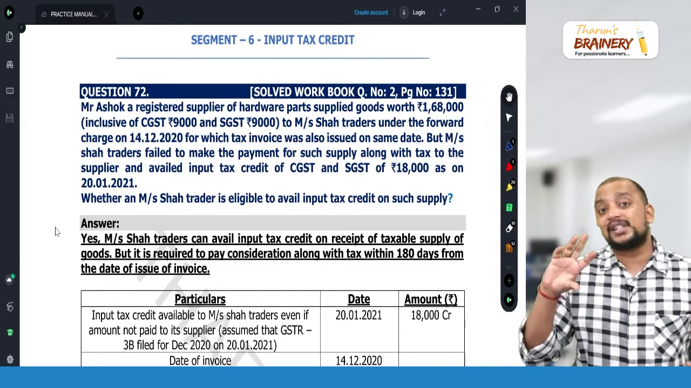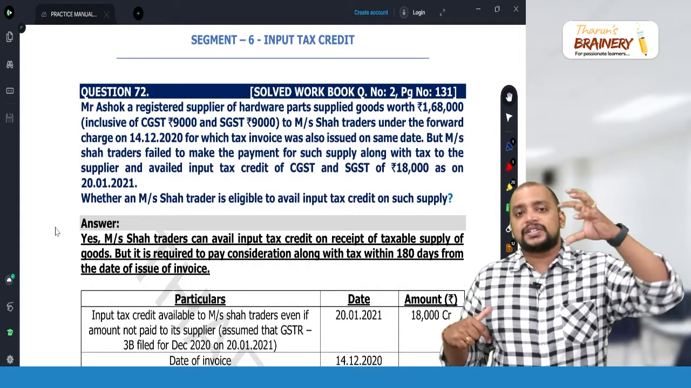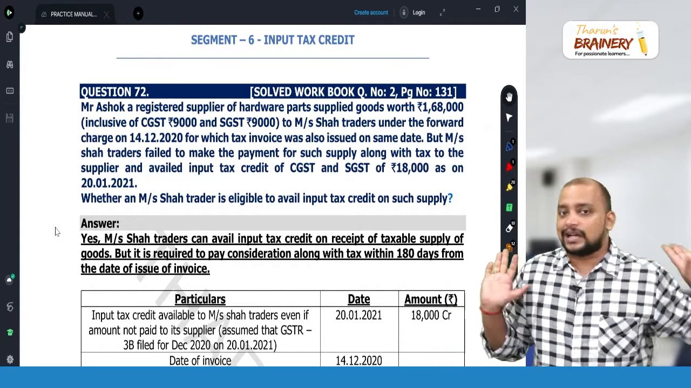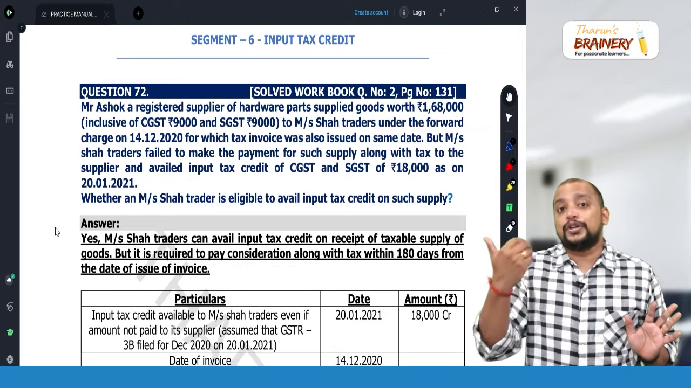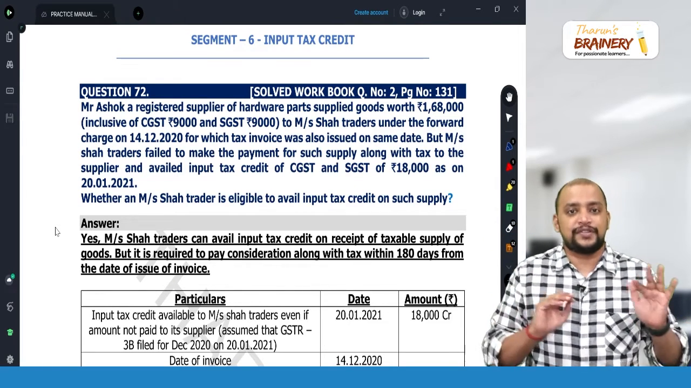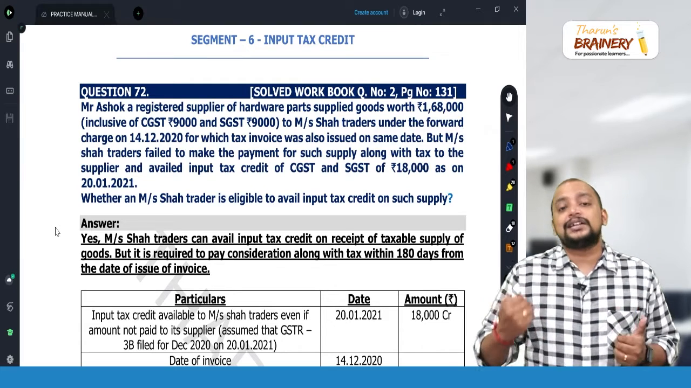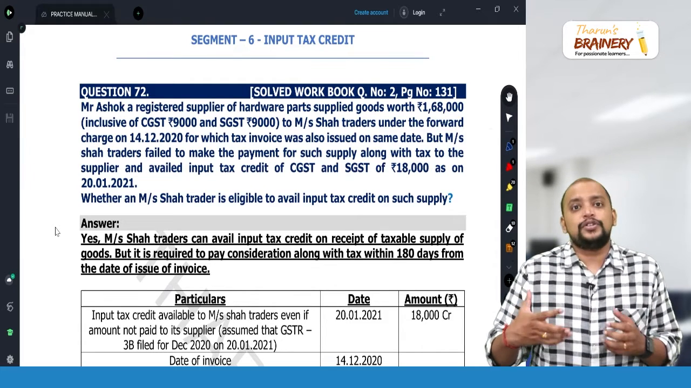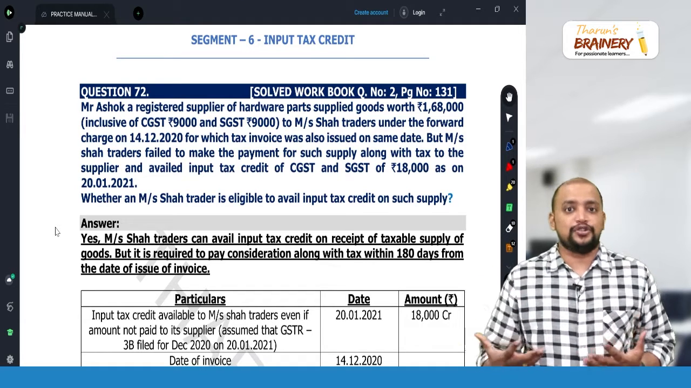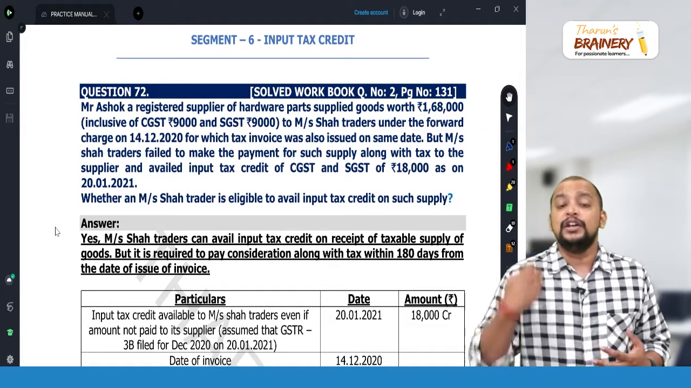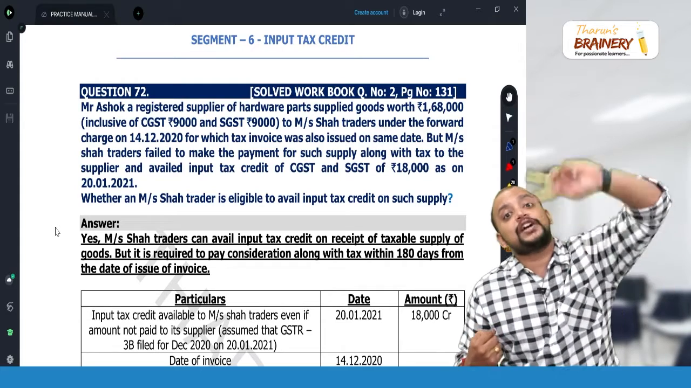When it comes to Section 16, the conditions for availment of ITC, there are 2 basic conditions. Only a registered person can avail ITC, and that should be used or intended to be used in the course or furtherance of business. Section 16 subsection 2 says 4 conditions. The inward supply should be, you should be in possession of the tax paid document. You should have actually received the goods or services and your supplier should have paid the GST.